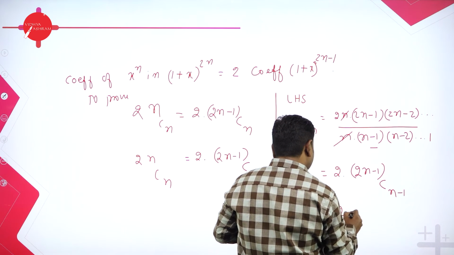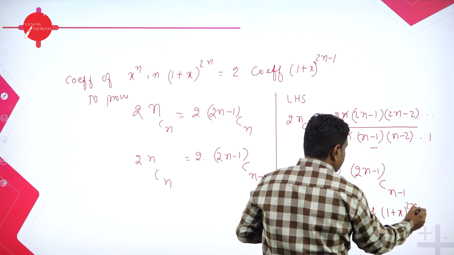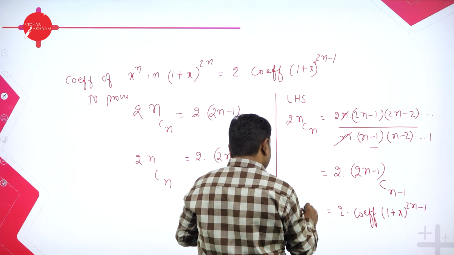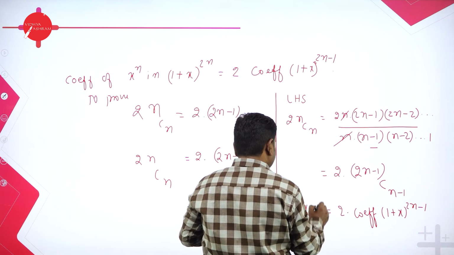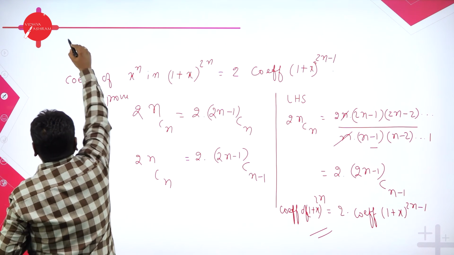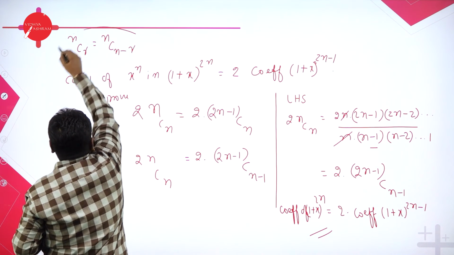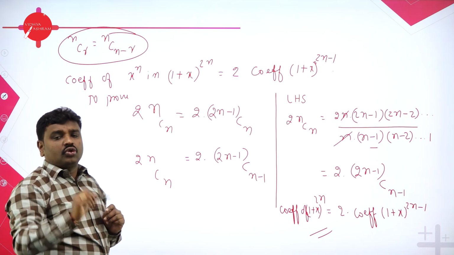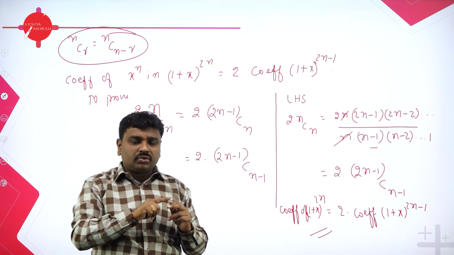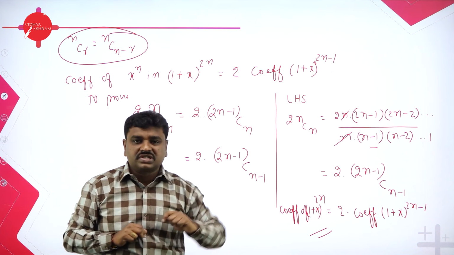So this is the same as 2 times the coefficient of 1 plus x whole power 2n minus 1. And this is what LHS is, the coefficient of 1 plus x power 2n, hence the proof. But very interesting is NCR, see here, repeatedly I am telling NCR can be written as NCn minus r. That will help you to pick the answer. Hope all of you got this. First I taught you how to find the middle term, then I taught you how to find the middle term when n is odd, when n is even, and then the coefficients.